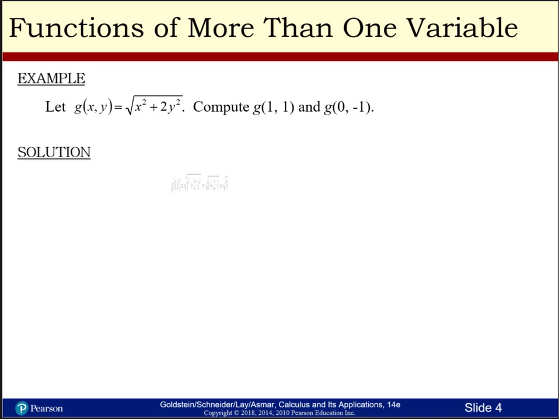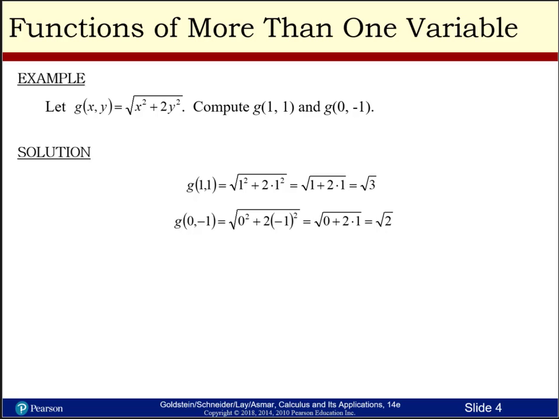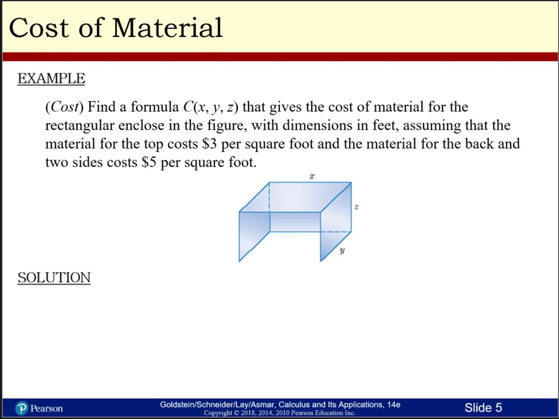plug those in. So here we are plugging those values in for x and y. For x equal 1, y equal 1, we would get that g of x, y equals the square root of 3. And when we plug in g of 0, negative 1, just plugging that into the function, the square root of x squared plus 2y squared, we get the square root of 2. So just kind of plug and chug out your answer.